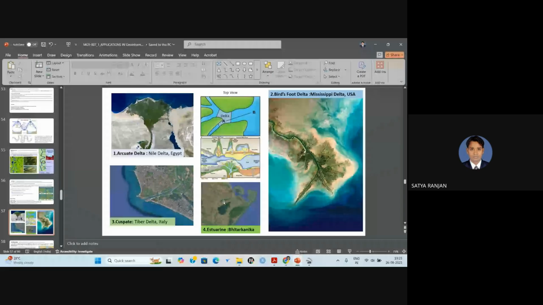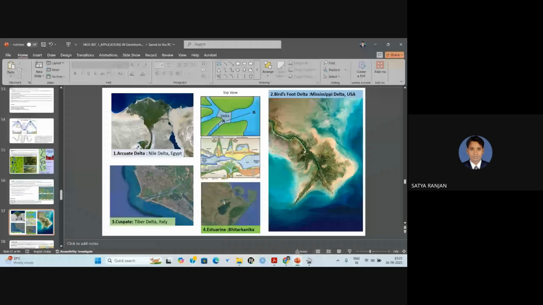So based on the different landscapes, different shapes of deltas are created. There is the arcuate delta, bird's foot delta, cuspate delta, and inland delta. So the arcuate delta is fan shaped with a smooth coastline. An example is the Nile delta, Egypt. Then the bird's foot delta looks like a bird's foot, with distributaries projecting outwards like bird's toes. And the cuspate delta has a pointed projection from wave action. And the estuarine delta forms within river valleys.